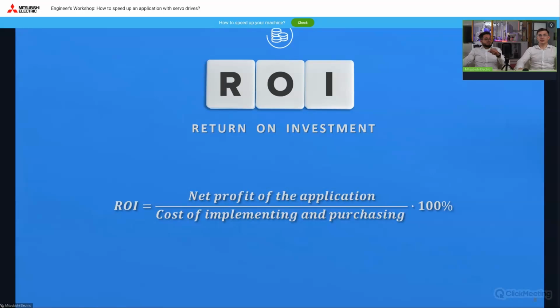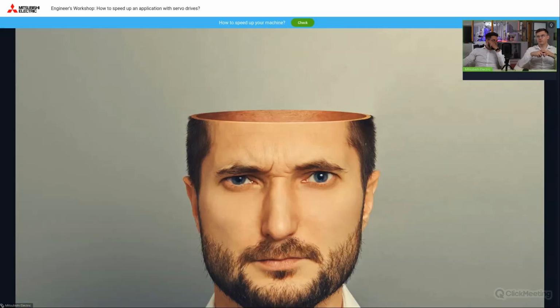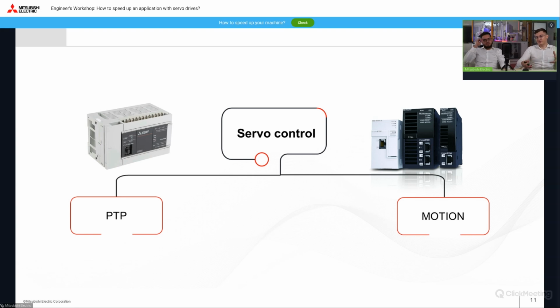Exactly. Then how can you do it? Let's start with the head. From the head? Yes, from the head, from the control system. Okay, let's begin from the start. Then how are the servo axes controlled? In modern machines, we can divide the control into two types, point-to-point and motion, while both have their advantages and disadvantages. Let's take a closer look at them from the point of view of machine acceleration.